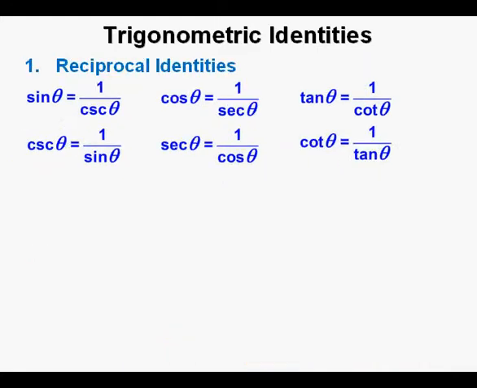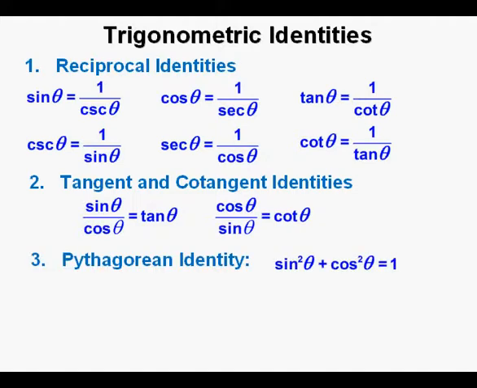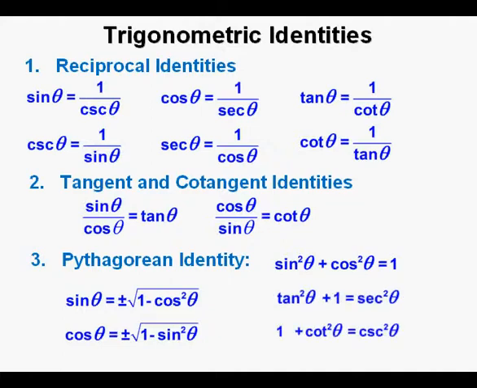Let's review the identities we've covered in this lesson. We've covered the 6 reciprocal identities. We've covered the tangent and cotangent identities. And then we have the Pythagorean identity. And derived from the Pythagorean identity, we have the identity solved for sine theta and for cosine theta. And lastly, these two derivations, the one with tangent squared theta plus 1 equals secant squared theta, and the one where cotangent squared theta plus 1 is equal to cosecant squared theta.